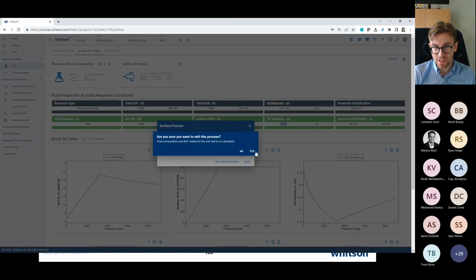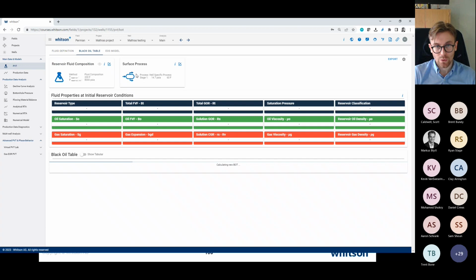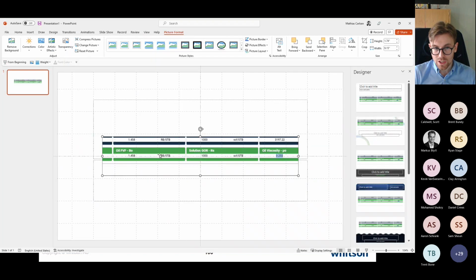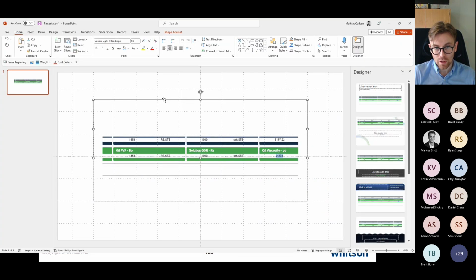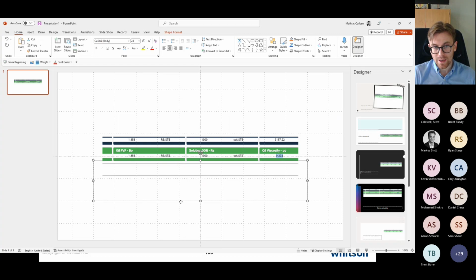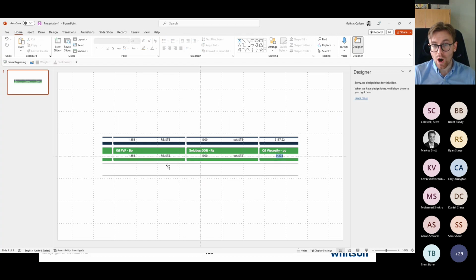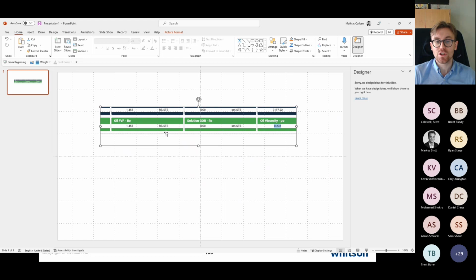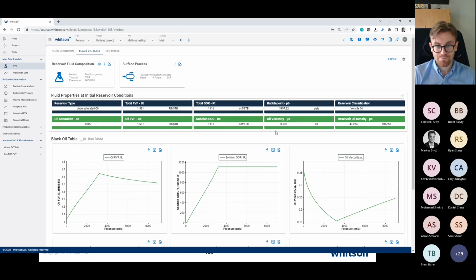Okay, so if I click save here, that will recalculate the fluid port as well. And what I should expect is for my formation volume factor and my GOR to go up, because it's a less efficient process. So I think my formation volume factor will go up and my solution GOR will go up, even though my composition is the same. My viscosity should be the same. Okay, so let's take a look at this now.